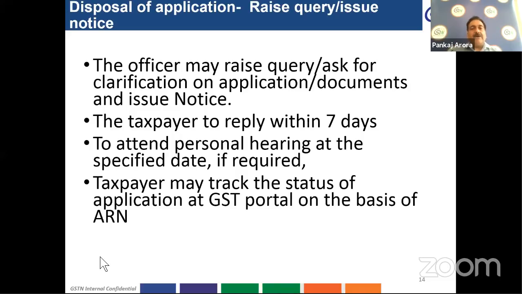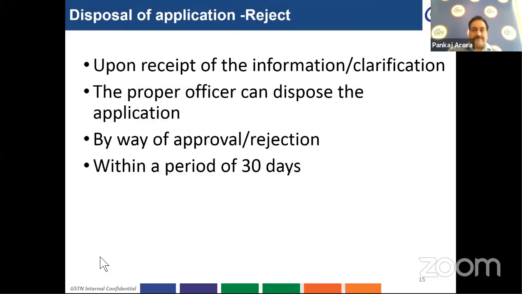The taxpayer can also track the status of the application at the GST portal on the basis of the ARN, that is the application reference number, the acknowledgement generated at the GST portal after successful filing of the application. So in this slide, we will discuss how and when an application can be rejected by the proper officer.